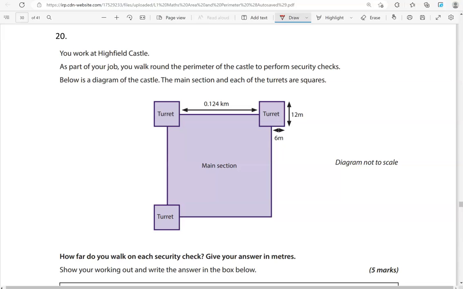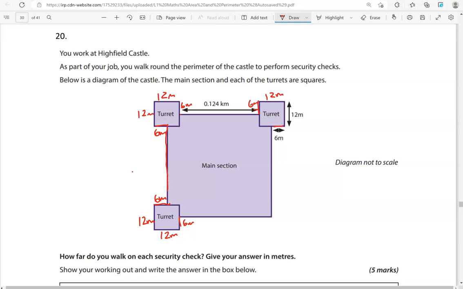Okay, so the main section is a square and the turrets are squares as well. So we'll know that this is 12 meters. This is 12 meters, 12 meters, 12 meters, and 12 meters. This distance here will be 6 meters, just like this one. 6 meters, 6 meters, 6 meters, and 6 meters.